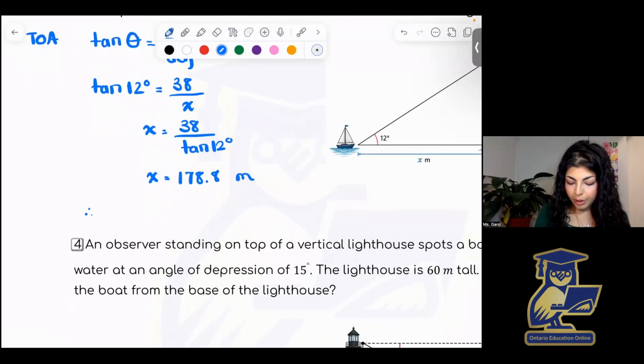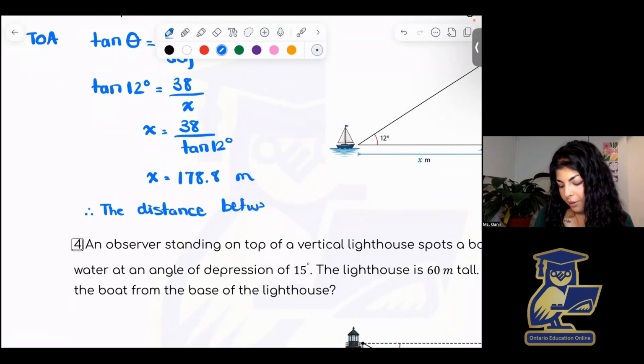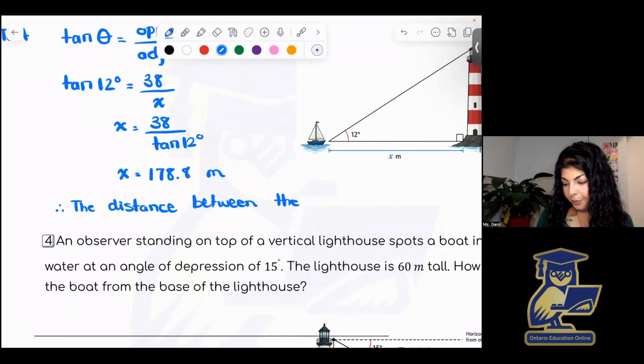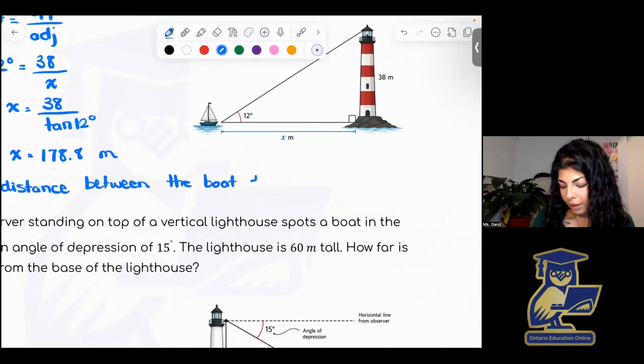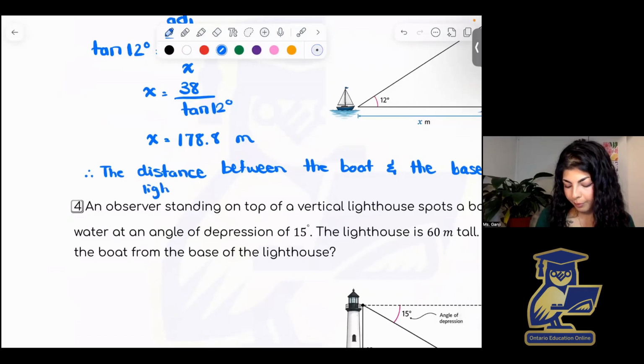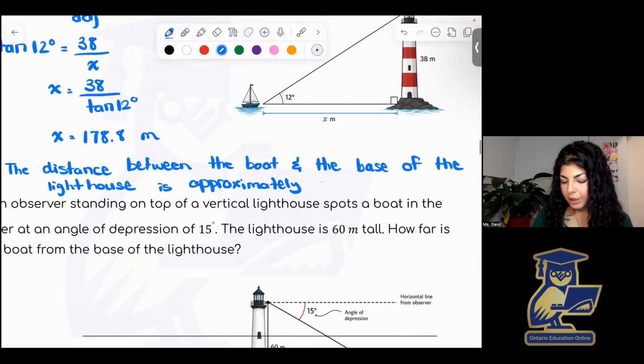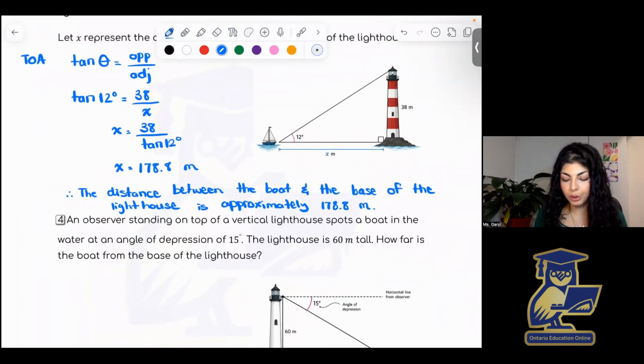And of course, we want our concluding sentence. So the distance between the boat and the base of the lighthouse is approximately, because we're not using the exact value, 178.8 meters. Okay? And that would be it for our solution.